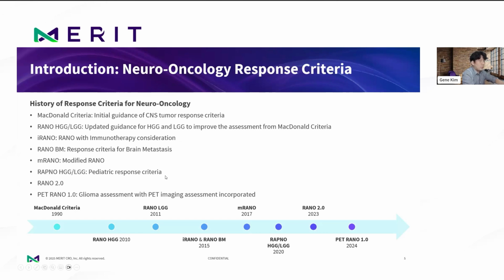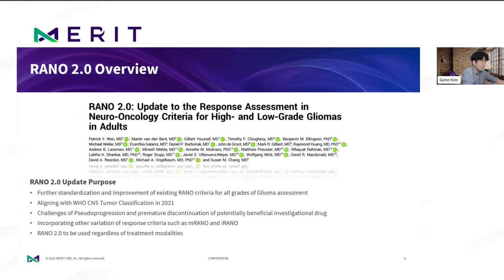RANO is for pediatric response criteria in 2020. And finally, we're at 2023-24, where we had the RANO 2.0, which incorporates various different scenarios into the one response criteria. And we can discuss a little more in detail the RANO 2.0 here.